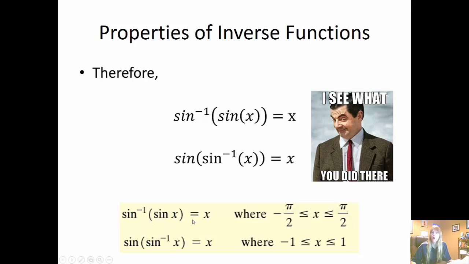So if I look, the argument is what's inside parentheses. That's my input. So if I'm going to take sine inverse of something, I need to be sure that this something is in the domain of my inverse, which last lecture we said was negative pi over 2 to pi over 2. And then if I'm looking at just my sine, and notice the difference here, the sine inverse being inside, if I want to take the sine of something, then I need to be sure I'm between -1 and 1. And notice the difference, which one's inside, which one's outside.